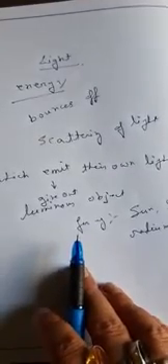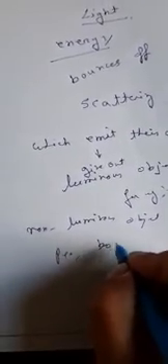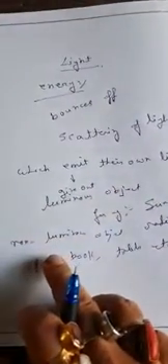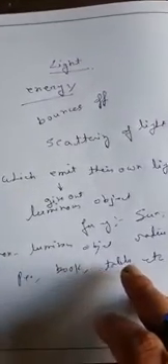There are some objects which do not give out light of their own. They are known as non-luminous objects. For example, pen, book, table, etc. There are some objects which emit their own light, and there are some objects which do not give out light of their own. They are known as non-luminous objects.